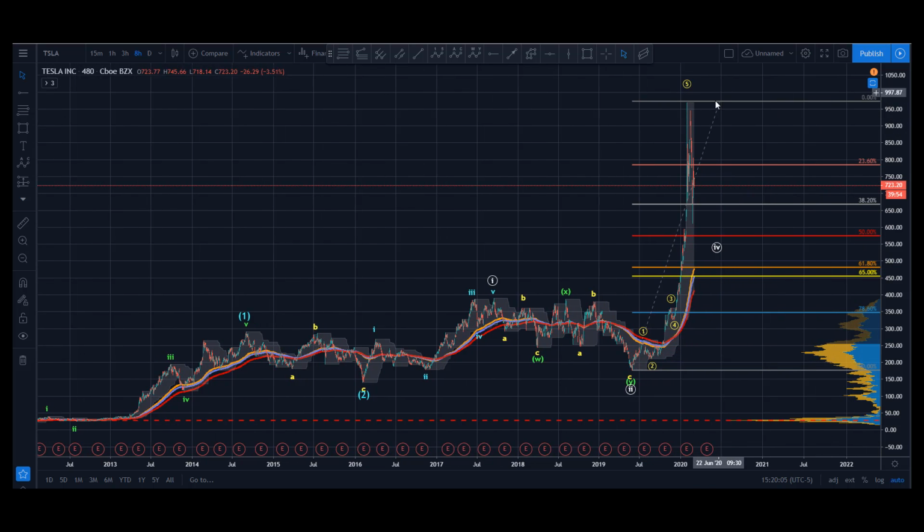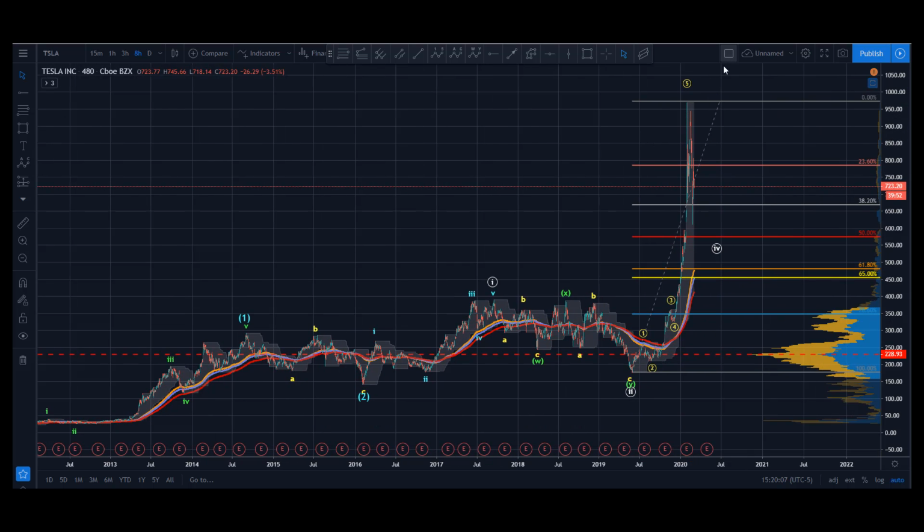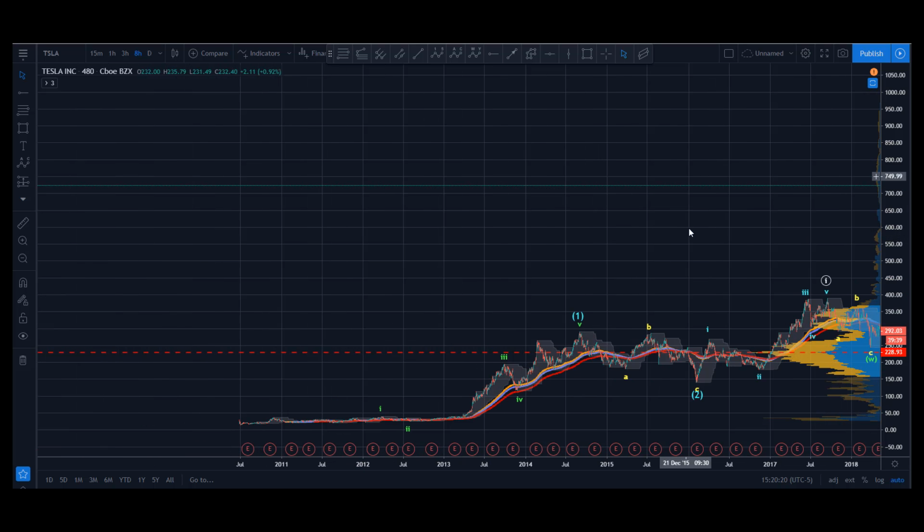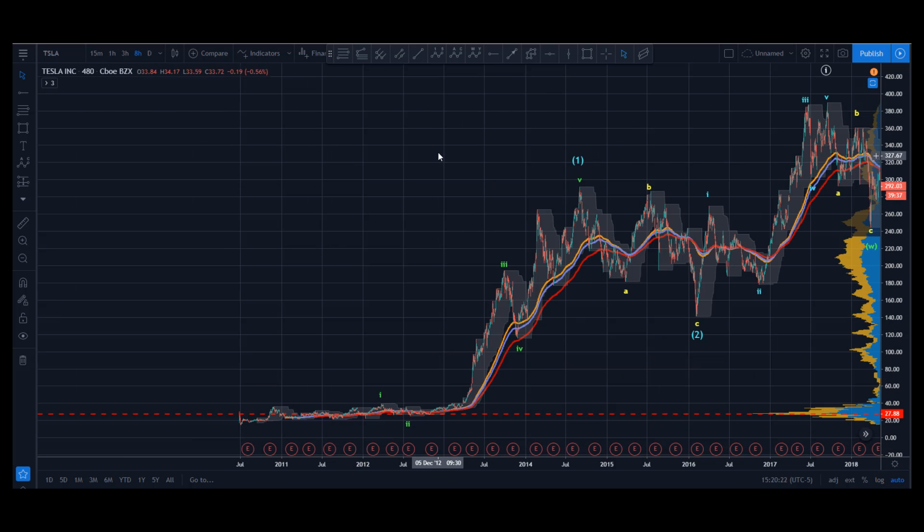Now, knowing what we've got here, we can look at this and say, well, clearly that's not corrective, right? So something very impulsive is going on there, but you would want to put it in the context of what's preceded it. Now, we've been through this count many times. Let's pull it up here.